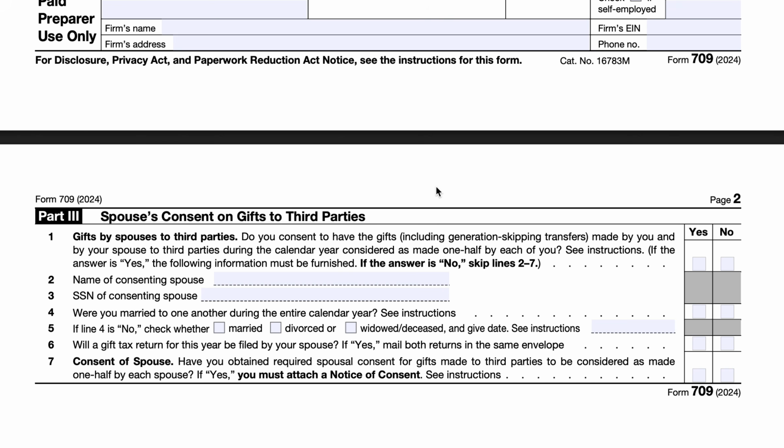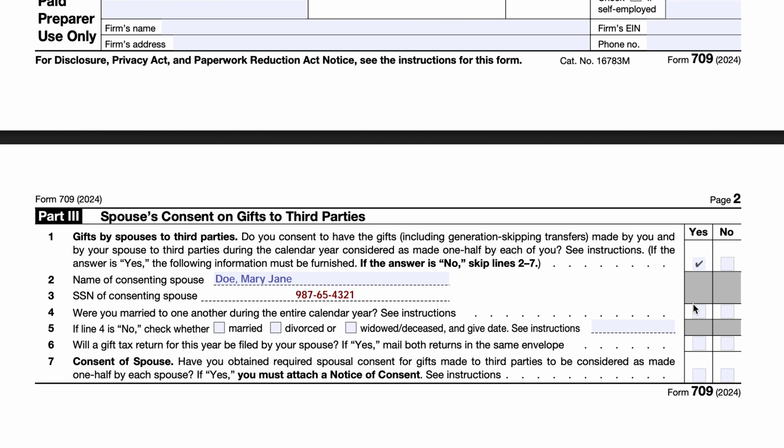For the $30,000 gift example, instead of one spouse claiming 18 and the other spouse claiming 12, each spouse would claim $15,000, which would still be under that $18,000 limit. So if you say no, then you don't have to do the rest of part 3. But since we did talk about it, we're going to go ahead and put this in. Let's put John's wife's information.